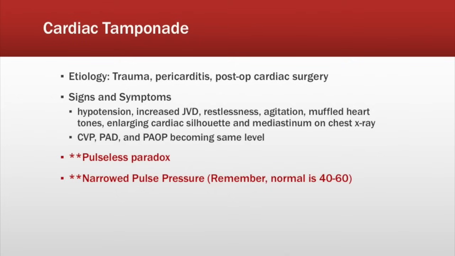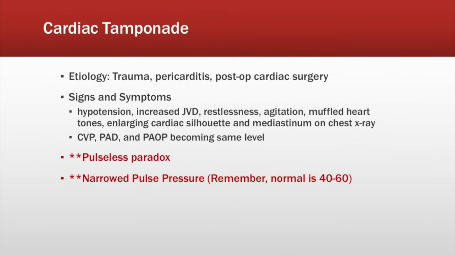You can end up with pulsus paradoxus. This is when you take a deep breath on inspiration, your blood pressure is going to drop. You don't really catch this unless you have an arterial line, which you do need to know on the test. And also you're going to have a narrowed pulse pressure due to the nature of the tamponade.